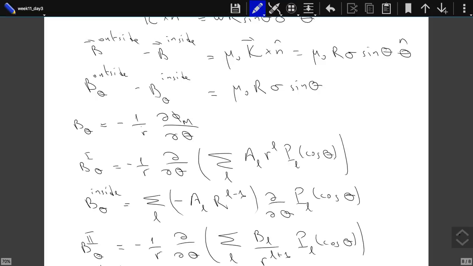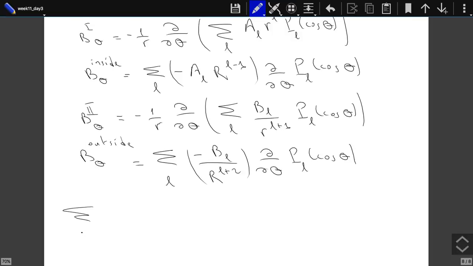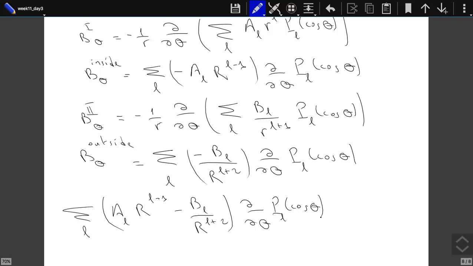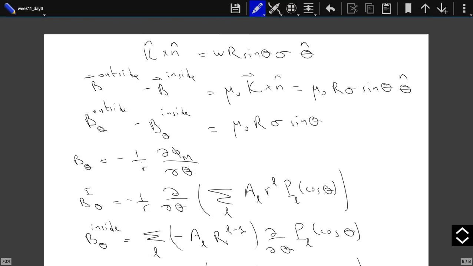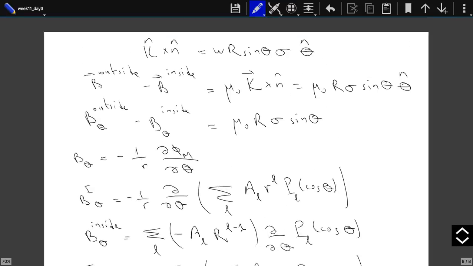Well, I just need to subtract the two, B outside minus B inside. And that would give me the sum over L of AL r to the power L minus 1, minus BL over r to the power L plus 2, times del over del theta of PL of cosine theta. This should be equal to mu 0 r sigma sine theta. There should be an omega somewhere.